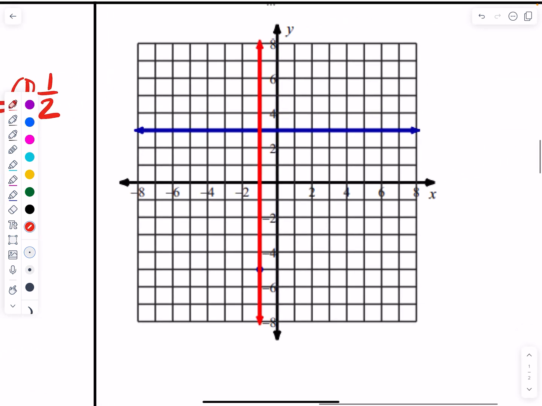Okay? All right, horizontal and vertical lines. My slope on this red line is undefined.